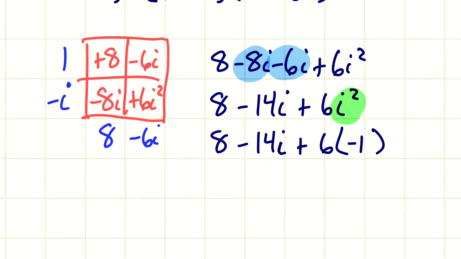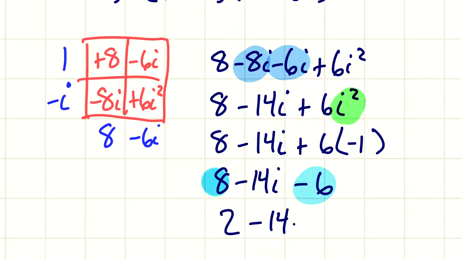So that means I have 8 minus 14i minus 6, which now gives us an 8 and a negative 6 we could combine, which is 8 minus 6 is 2 minus 14i. All right, so you'll notice I kept the same format, real number minus an imaginary number.